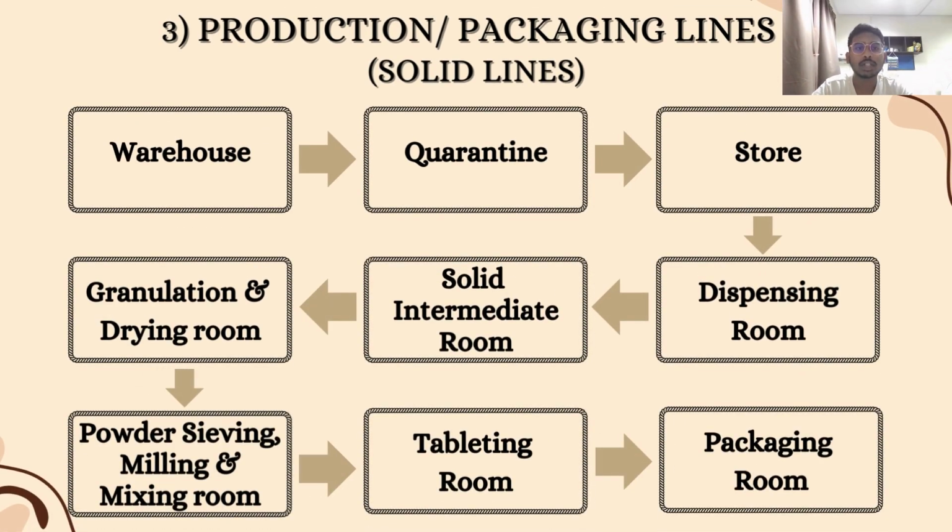The tablet production falls under the solid line, where the production and packaging line will involve the flow of the process. Here can be seen in the picture, and each part of this section was already explained previously. But for the overall flow, we can see the product from raw material comes to the warehouse, to the quarantine room, to the store, then is dispensed to the dispensing room, solid intermediate room, granulation and drying room, powder sieving, milling, and mixing room, then the tableting room, and finally the packaging room.